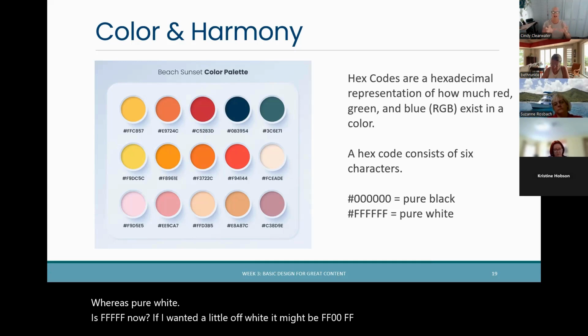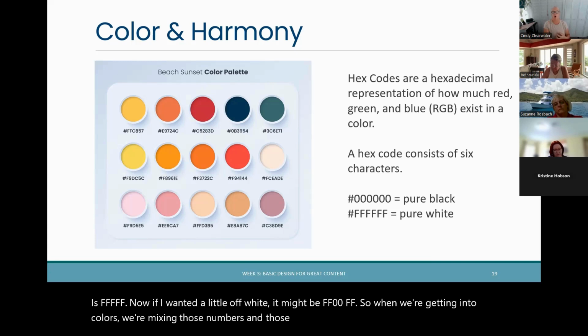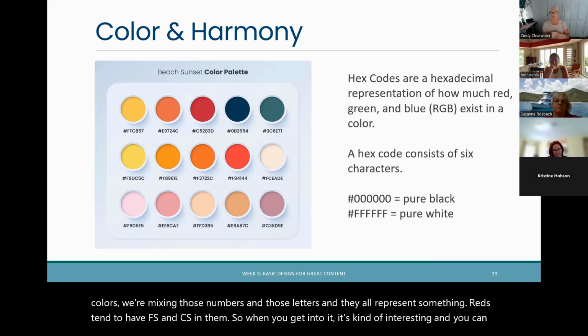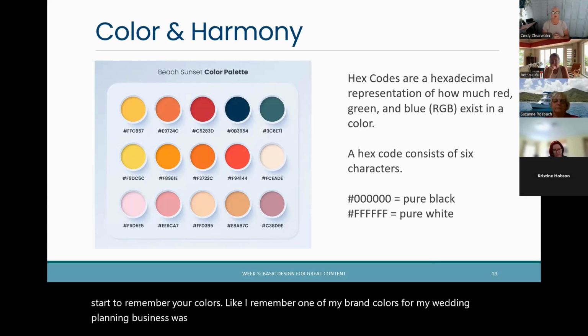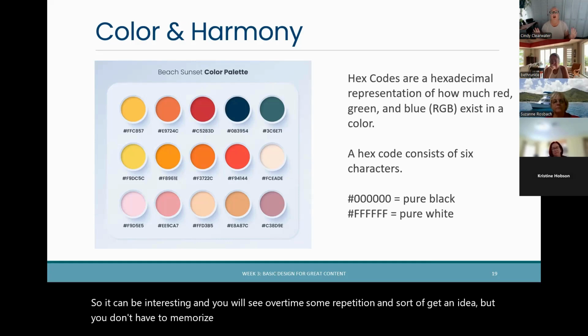So when we're getting into colors, we're mixing those numbers and those letters, and they all represent something. Reds tend to have F's and C's in them. So when you get into it, it's kind of interesting, and you can start to remember your colors. Like I remember one of my brand colors for my wedding planner business was FFCC00. It was an orange. So it can be interesting, and you will see over time some repetition and sort of get an idea, but you don't have to memorize these whatsoever, because things like Canva and design programs are going to help you with that.